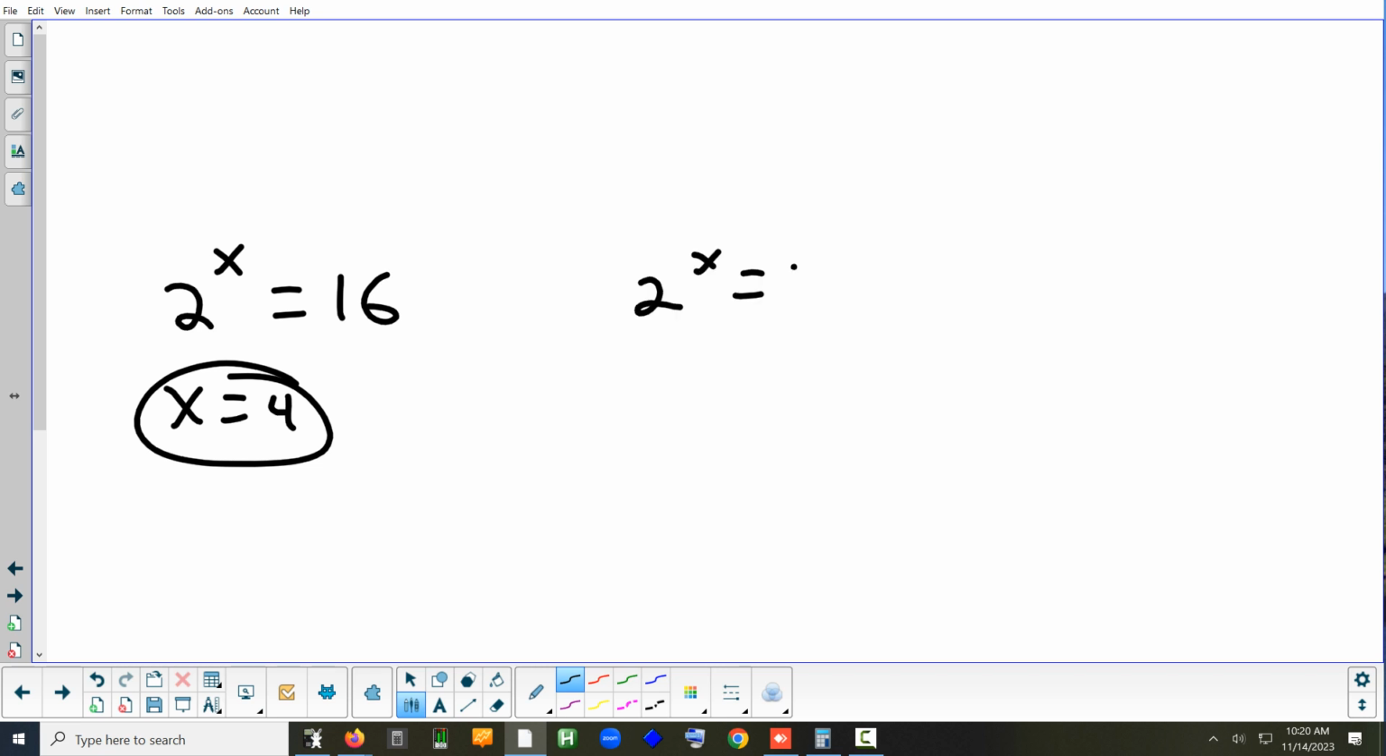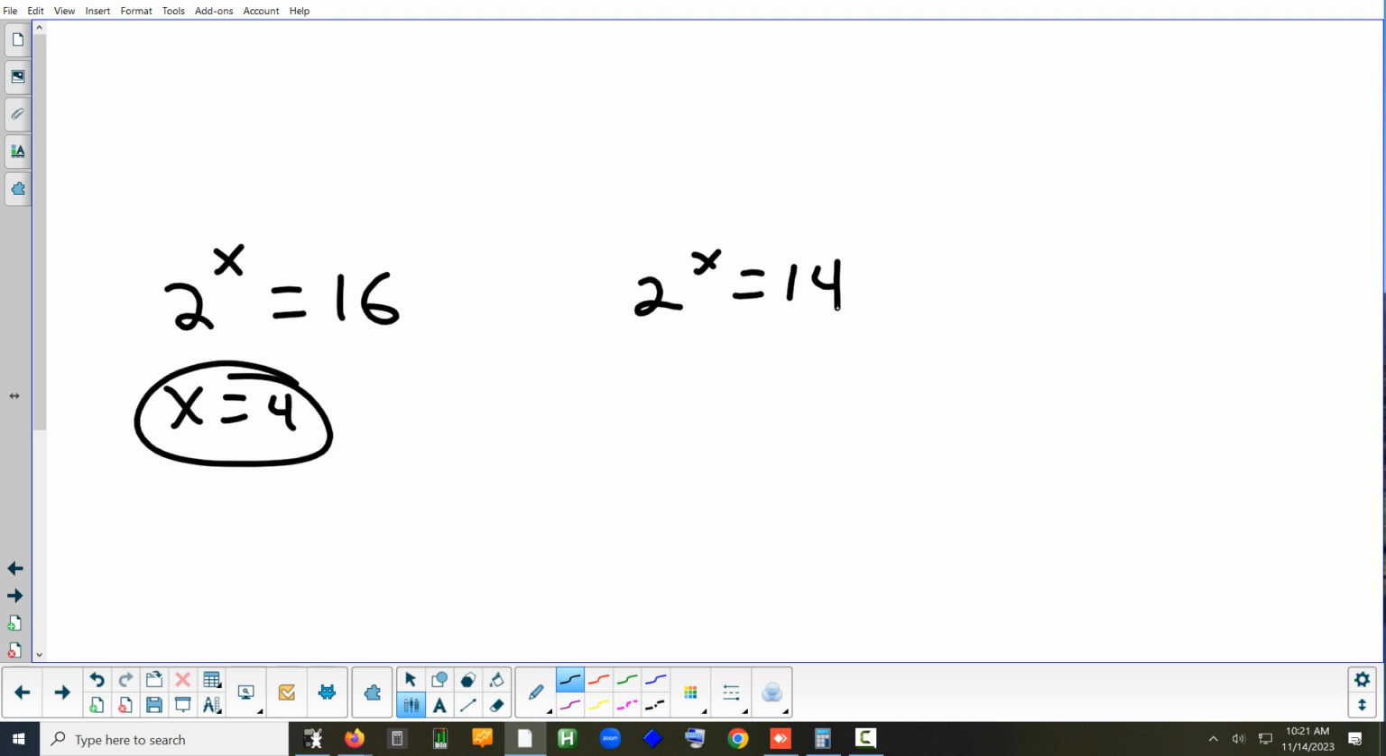But if I just change it a little bit, well, now it's not such a nice answer. 2 to the 3rd power is 8. That's too small. 2 to the 4th power is 16. That's too big. So the answer is between 3 and 4. Well, what is it exactly? That's what a logarithm will tell you how to find.